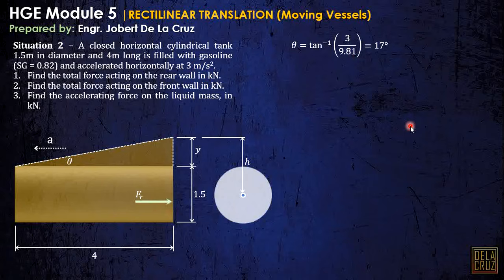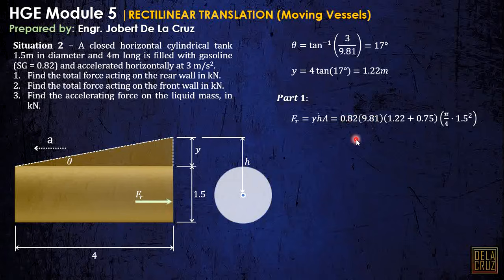That is 17 degrees. Then, the Y here, considering this right triangle, that is just 4 tangent of 17. Okay, we have this dimension here, 4. Then we have the value of Y. Then we can just directly solve our force here on the rear wall. Gamma bar H area, so gamma of the oil, Sg times gamma of water, bar H is 1.22, Y plus half ng 1.5 or 0.75, multiplied by this area. And that is 28 kilonewtons.